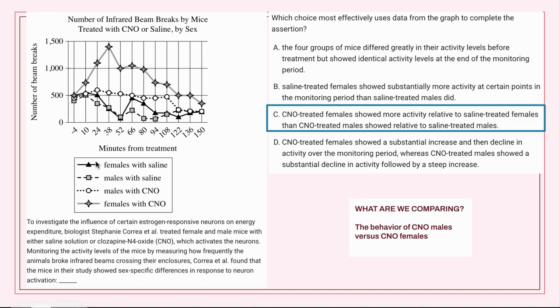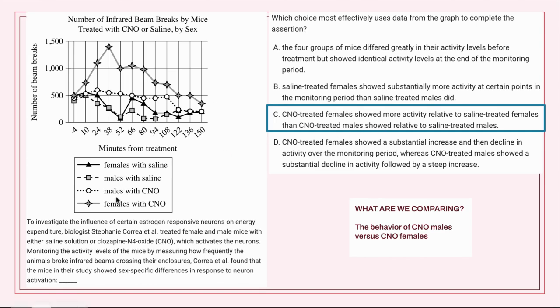So I'm seeing females with saline is this triangle one, and females with CNO is this star one. So you can see the star one is really high. So the saline behavior and the females with CNO behavior is very different. Look how high this is, and like this is kind of with everything else, but look how high this is. So there is a really big difference, more activity. They're breaking a lot more beams than with the saline females, which means their neurons are more activated. So they're showing more activity.